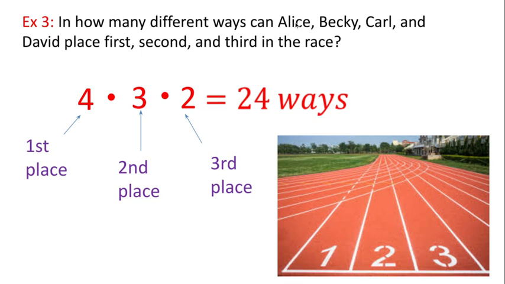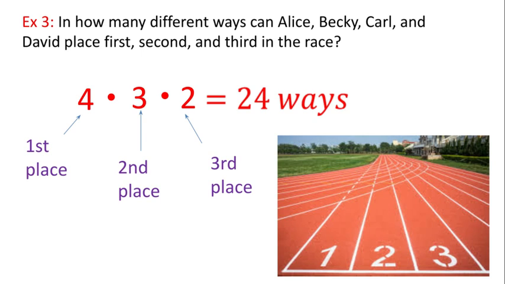So it could be like Alice, Becky, and Carl, or it could be Becky finishes first, and then Alice, and then Carl, or it could be Carl, and then Becky, and then David, on and on and on for 24 different possibilities. So if the problem is not asking for the sample space, if it's only asking for how many possibilities, I can just use multiplication. I have to think about how many different actions there are, and I have to think about whether the number can repeat or not. And then I multiply.